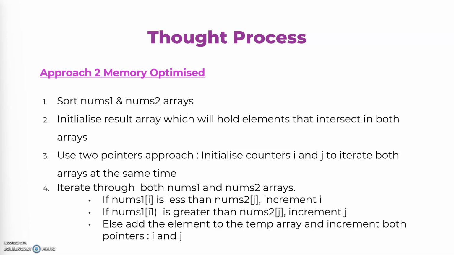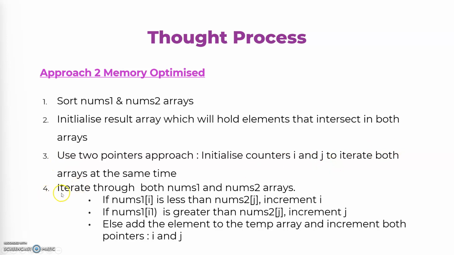Now I'm going to summarize what I went through in terms of steps. Step 1, we will sort the nums1 and nums2 arrays. Step 2, we will initialize the result array, which is going to hold the elements that intersect in both arrays. Step 3, to loop through both nums1 and nums2, we are using the two-pointer approach. For that, we will need counters, and we will initialize the pointers as i and j.